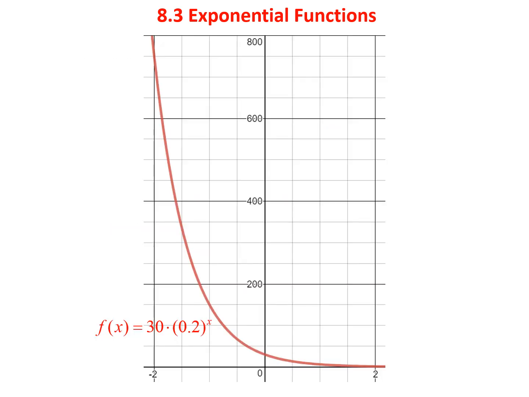And here's how this function looks in Desmos. Notice again that it starts up high and comes down, it's getting smaller and smaller. And while it's hard to tell, if you look at where it is when x is 0, where does it cross the y line? That would be the point 30.